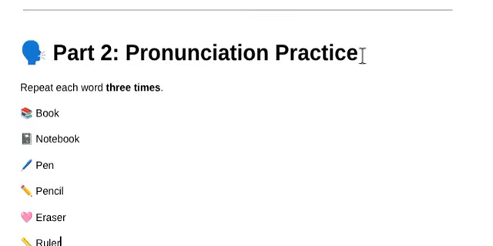Part 2 pronunciation practice. Repeat each word 3 times. I'm going to say these words so that you know how to pronounce them.